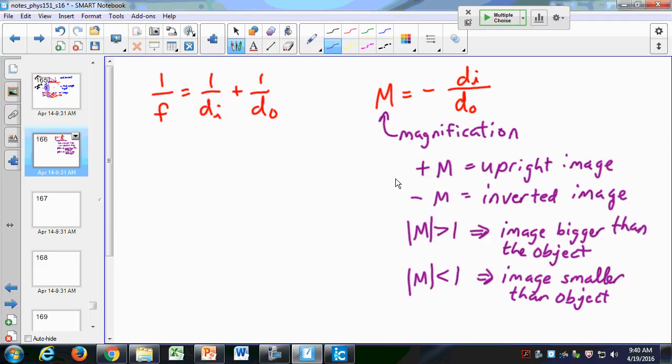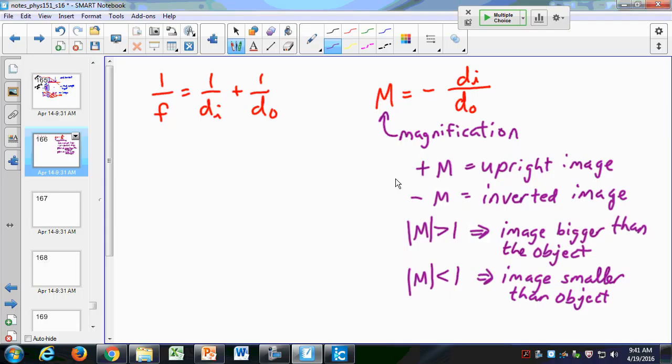So for example, on the test, I might give you a question that says, this lens has a magnification of -3.4. And then I would ask you to describe what the image is like. Is it upright or inverted? It would be inverted, right? And would it be bigger or smaller than the object? It would be bigger, right? So let me write that.